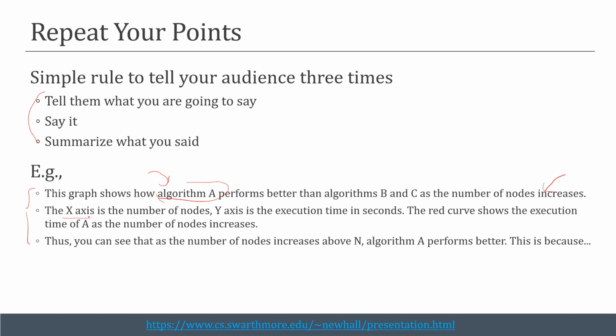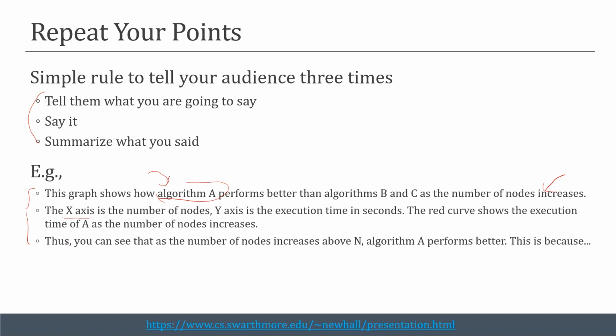Look, the x-axis is the number of nodes, and the y-axis represents execution time in seconds. Now the red curve shows the execution time of A as the number of nodes increases, right? So with the audience, the speaker attempts to interpret the plot, the graph, for example, here.